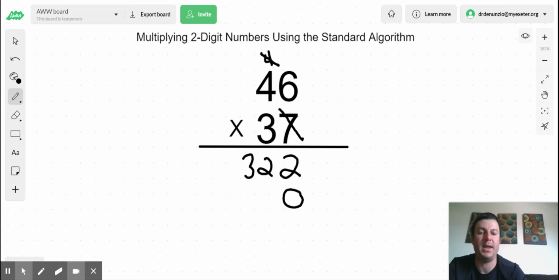6 times 3 is 18. And just like we did before, we can't put the 1 down here because we have another number to do up here. So just like we regrouped the 4, we're now going to regroup a 1 right there. And that is above the 4 as well.